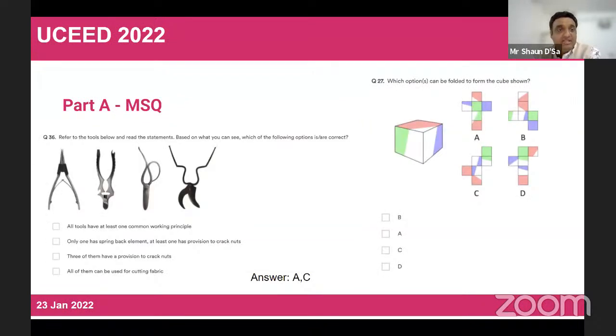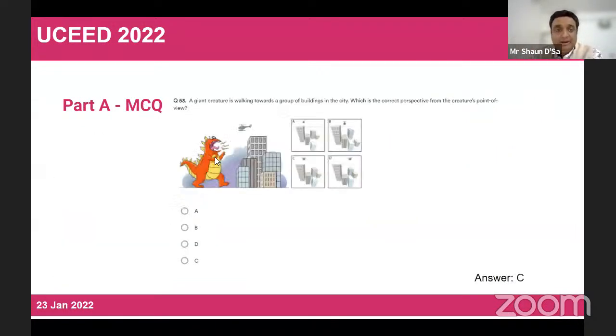Now MSQ, multiple select kind of questions. Multiple select has multiple answers to this, A, C or whatever, multiple answers. So this is the multiple select type. And you have your MCQ type questions. MCQ is just one answer is correct out of these.